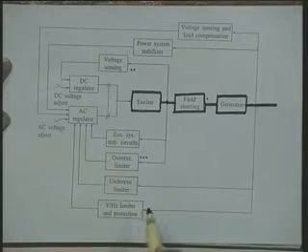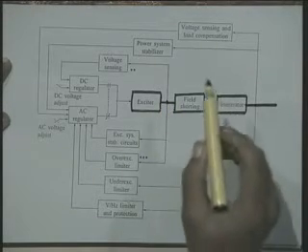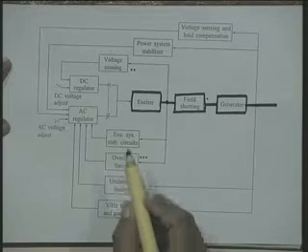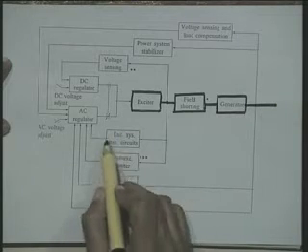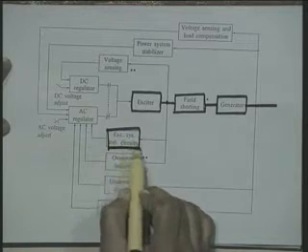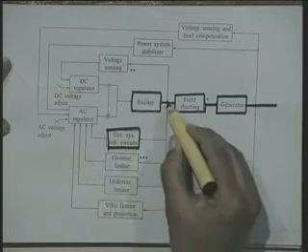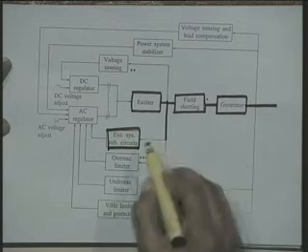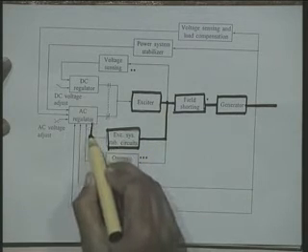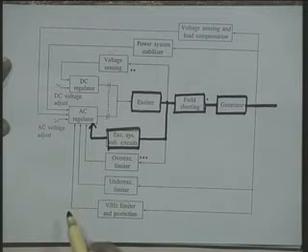Now, the different control and protection functions are here. One is the excitation system stabilizer circuit. Here, we take the signal from the terminal of the exciter, and this is fed to the AC regulator.